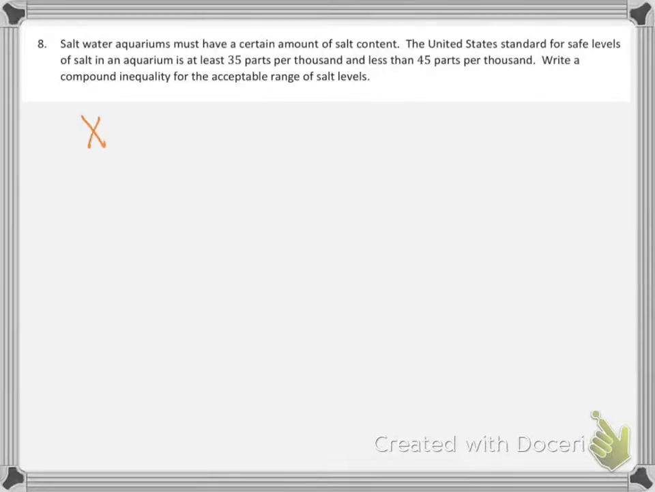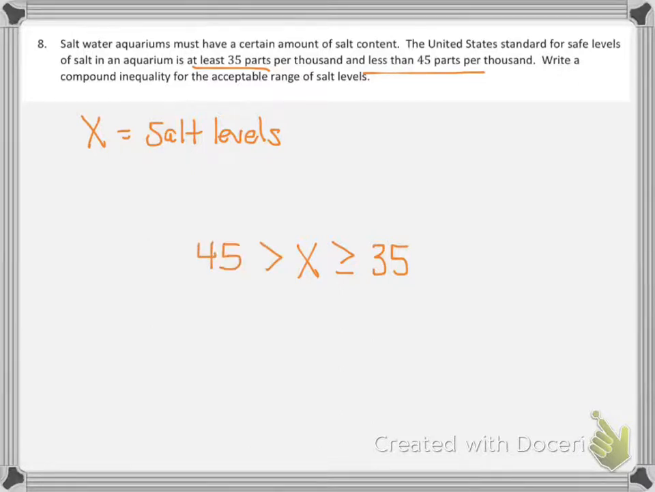Well, if I say x is going to stand for my salt levels, then I can write the inequality. At least 35 means it could be 35 or bigger, so x is greater than or equal to 35 is the first part of my inequality. And then it also has to be less than 45. So x is less than 45, and x has to be greater than or equal to 35 would be correct.